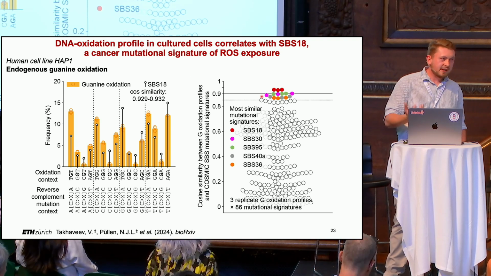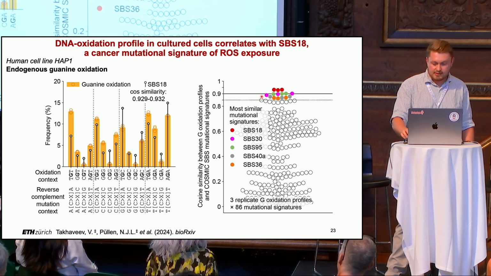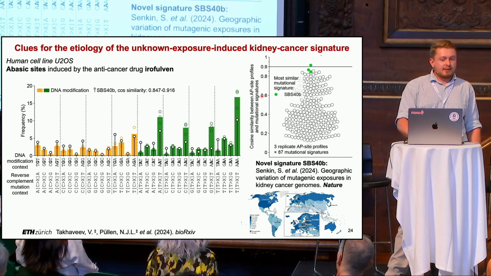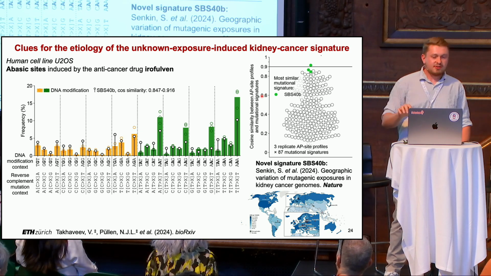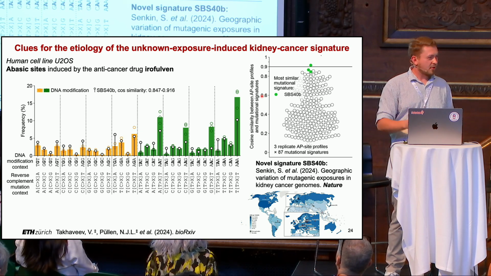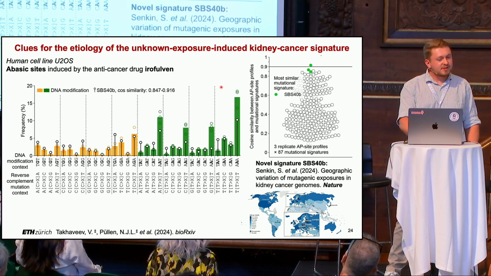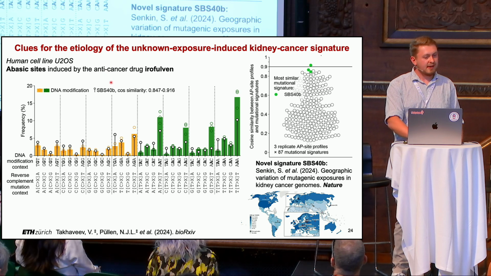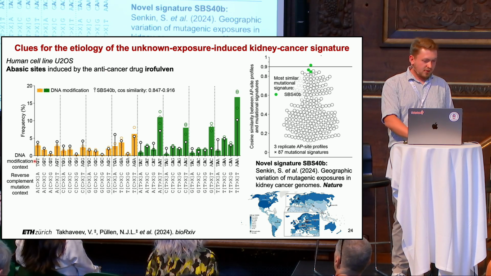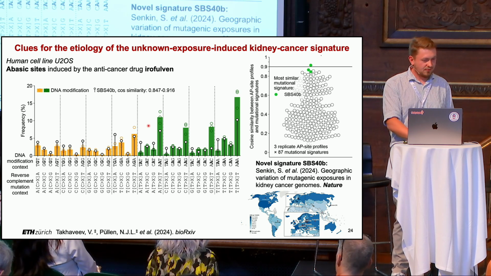So this is an expected result and confirmation that what we mapped makes sense. And matching DNA damage, DNA modifications, and mutations seems to be promising for discovering the etiology of cancer. So we surprisingly identified that the abasic sites induced by the anti-cancer drug irofulven have a spectrum across trinucleotides, which is very similar to the cancer mutational signature 40B.